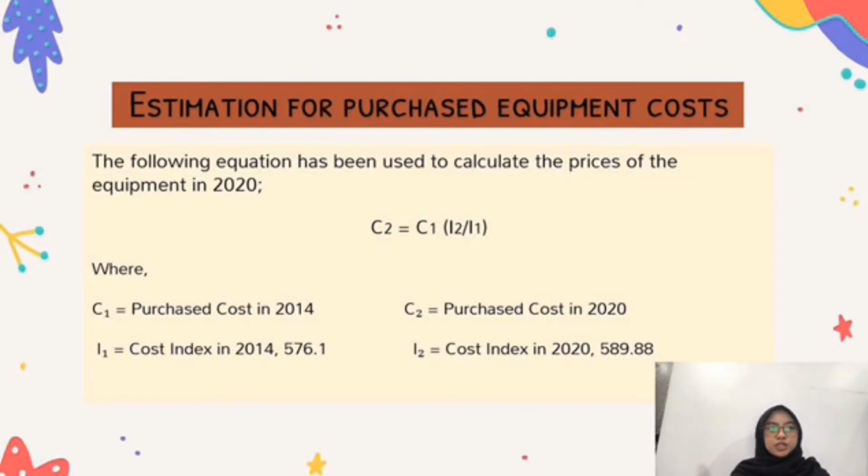The following equation has been used to calculate the prices of the equipment in 2020, which is C2 equals C1 times I2 over I1, where C1 is the purchase cost in 2014, C2 is the purchase cost in 2020, I1 is the cost index in 2014, and the value is 576.1. While for I2, the cost index in 2020, the value is 589.88 cent.